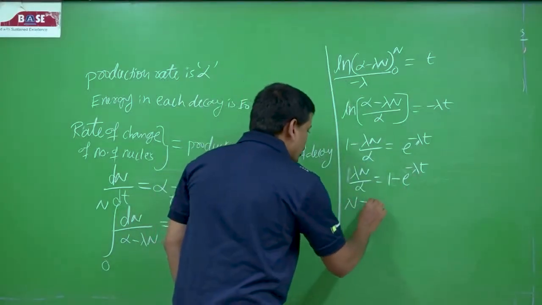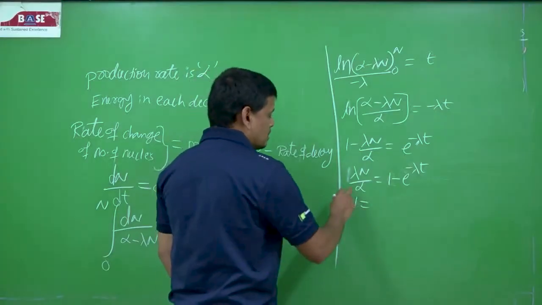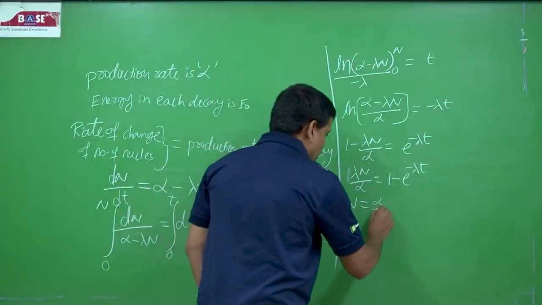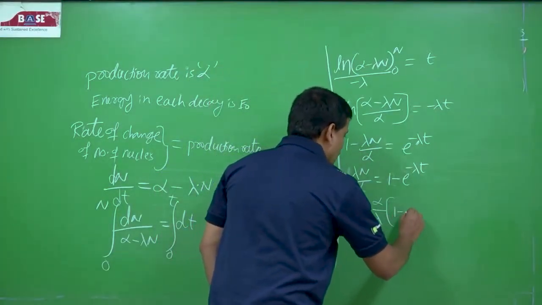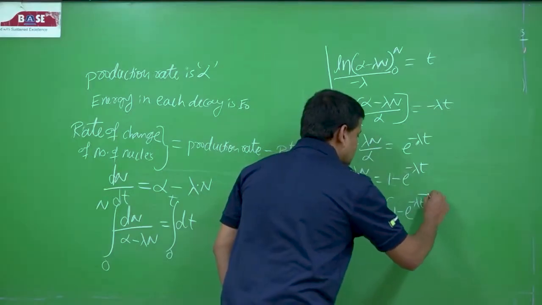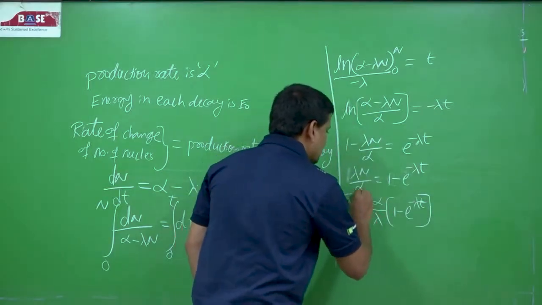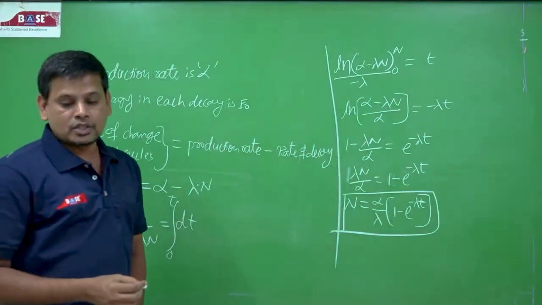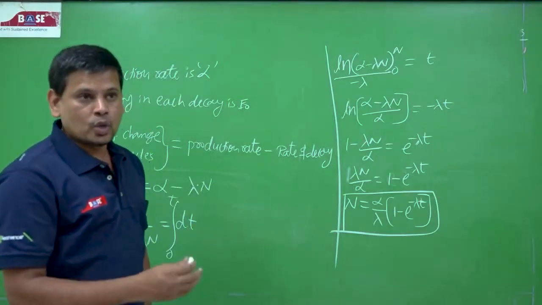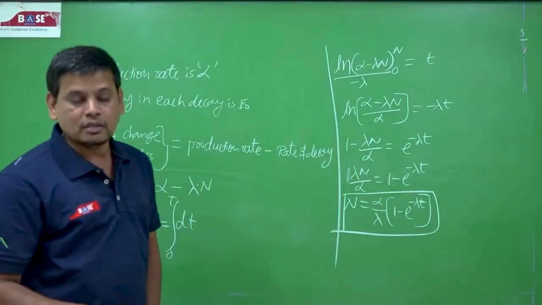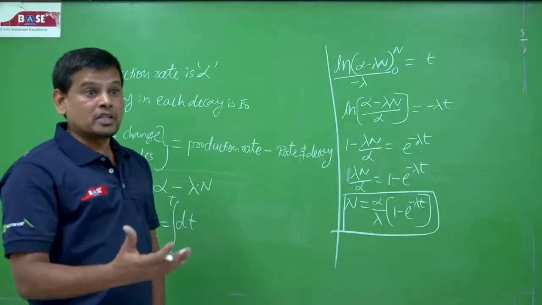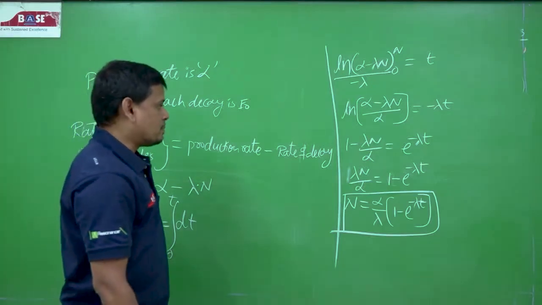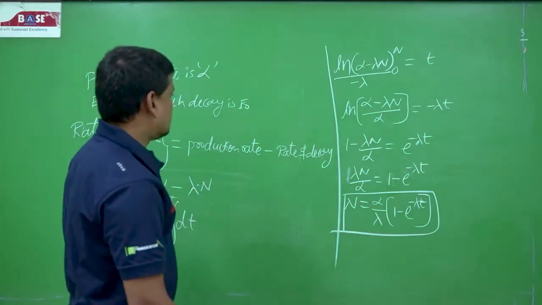We need the number of nuclei present at that instant, so N equals alpha by lambda times (1 minus e to the power minus lambda t), where N is the number of nuclei present at the instant of time t. But what the question is asking here is the rate of rise in temperature. And how do we do that?